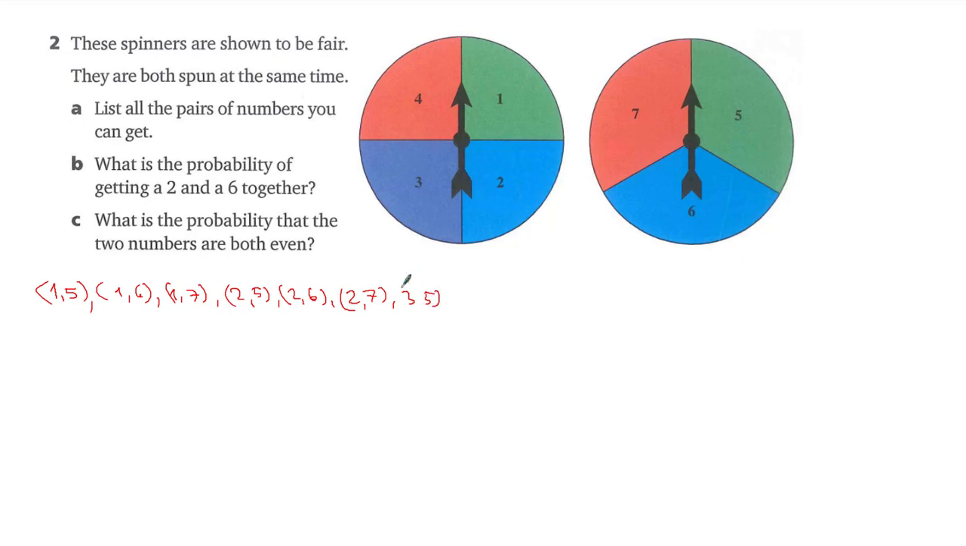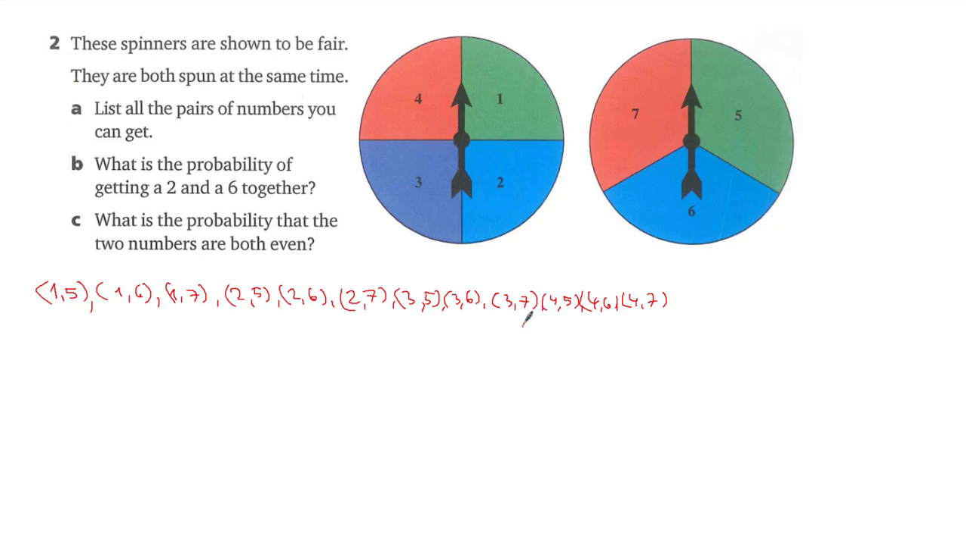Then 3, 5, 3, 6, 3, 7. Then 4, 5, 4, 6, and 4, 7. So these are all possible outcomes that can occur.